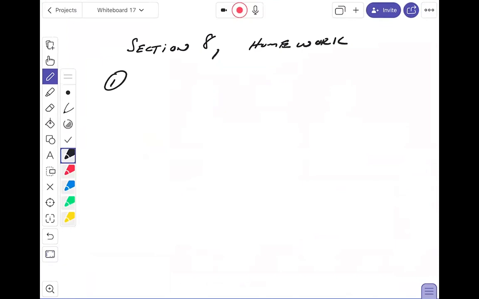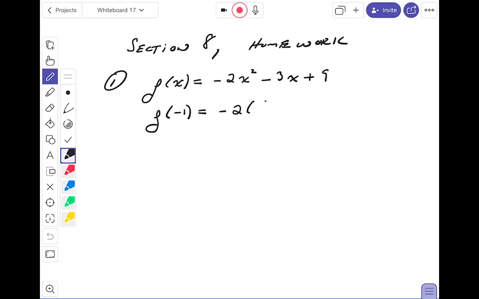Number 1, it's the homework set. They're given a function. F is a function of x. What is the function? It's 2 times x squared minus 3 times x plus 9. What do they want you to do? Evaluate the function at minus 1. So it's going to be 2, parenthesize the variable, squared, minus 3, parenthesize the variable.